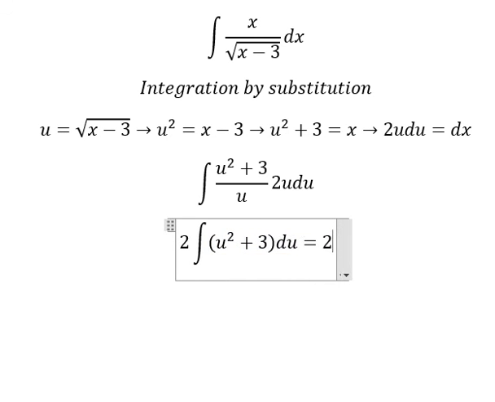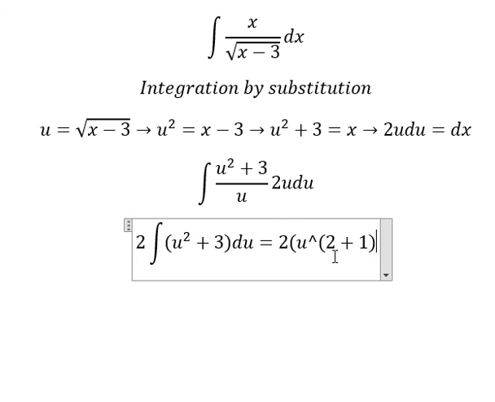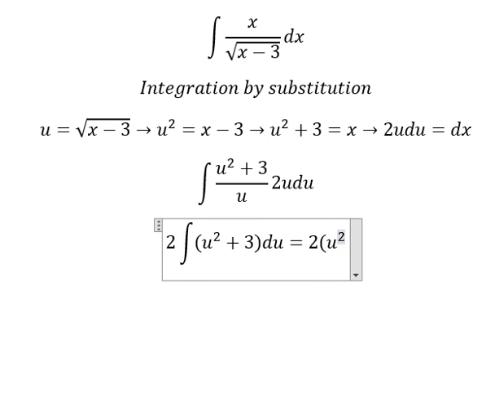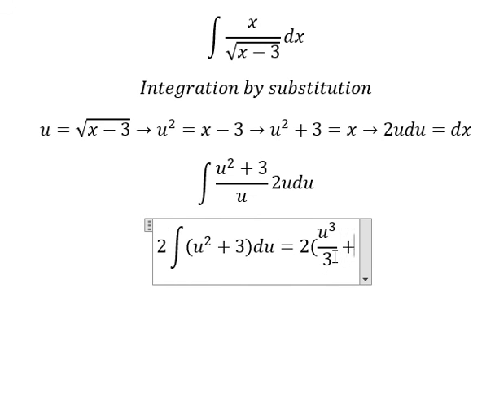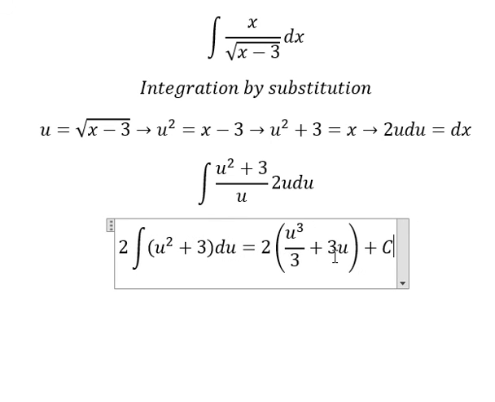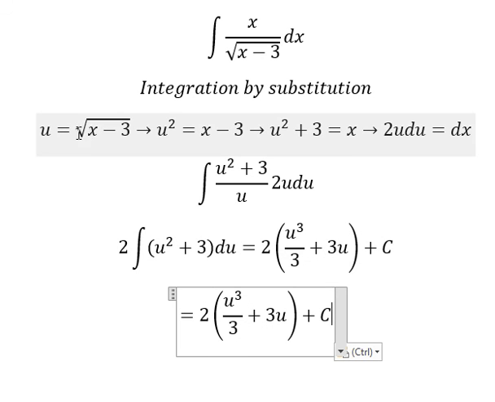And now we have the final answer. The integration of this one is u to the power of 2 plus 1 over 2 plus 1, and that is 3. The next one is u, and that is the square root.